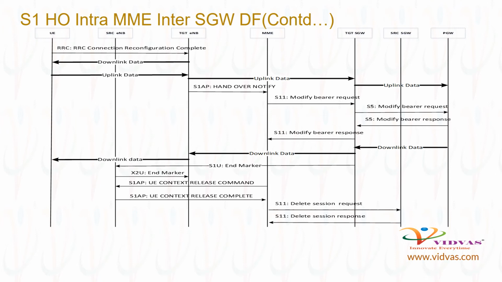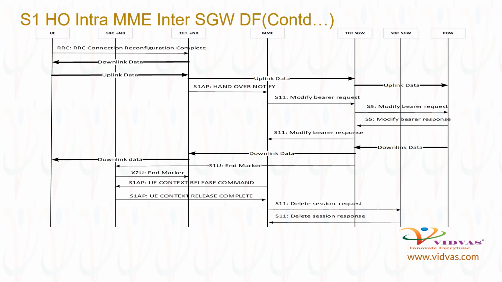Target ENB sends S1 AP handover notify to MME. MME sends S11 modify bearer request to target SGW, with target ENB FTEID for downlink path. Target SGW sends S5 modify bearer request to PGW, with target SGW FTEID for downlink path. PGW sends S5 modify bearer response to target SGW. Target SGW sends S11 modify bearer response to MME. Beyond this point, any downlink data received at target SGW from PGW will be sent to target ENB.